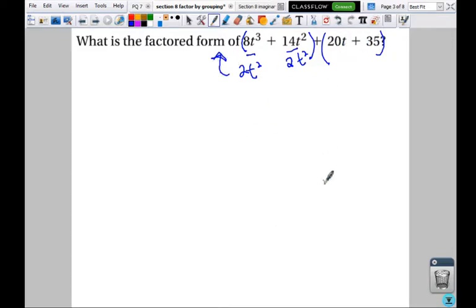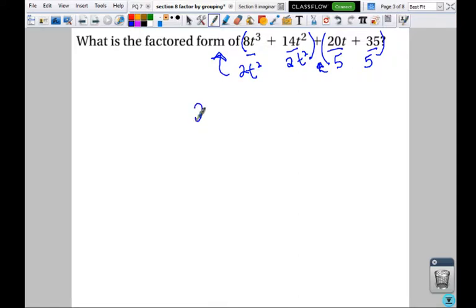What can I take out on my second parenthesis? It's the biggest number. Yep, 5. And can I take out any t's? Nope, because 35 is just by itself. It doesn't have a t there. So I can only take out 5. And that's going to get tossed out in front.